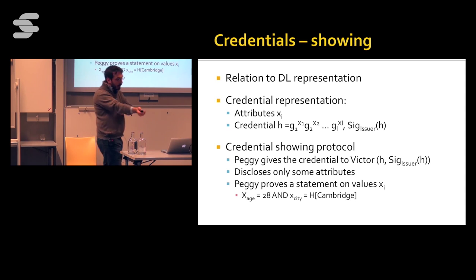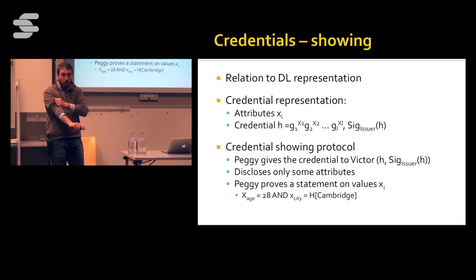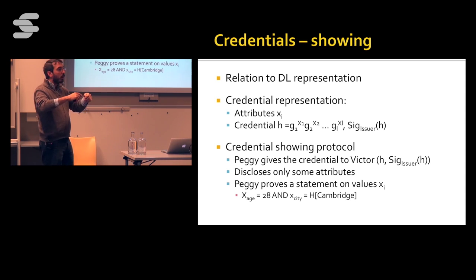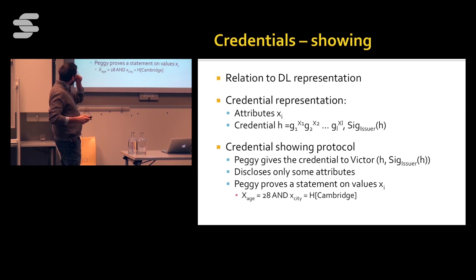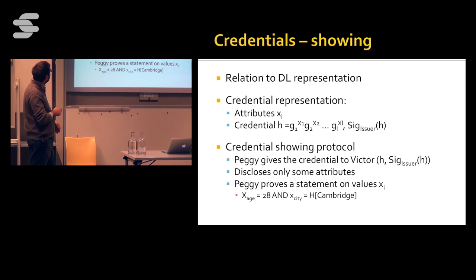So basically now we have a very simple credential showing protocol that we can run. Because what we can say is the following. These XIs are attributes, age, name, address, whatever. The credential is of the form G1 to the X1, G2 to the X2, up to GL to the XL, which is H, and there is a signature of an issuer on H. Now this signature will have to be a bit special, but we'll leave that to a bit later.